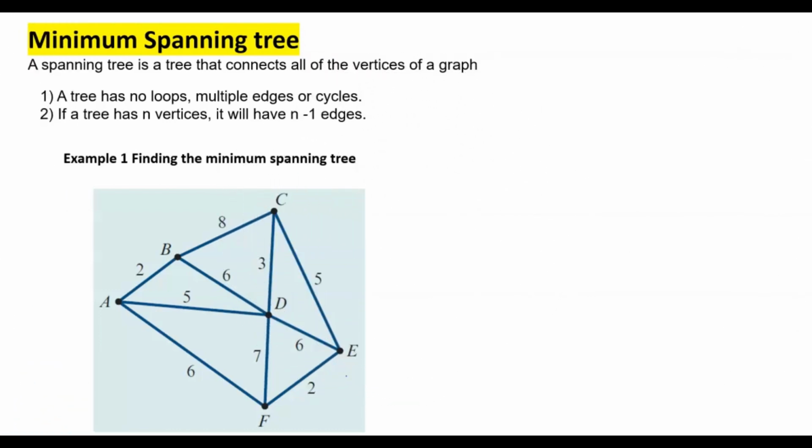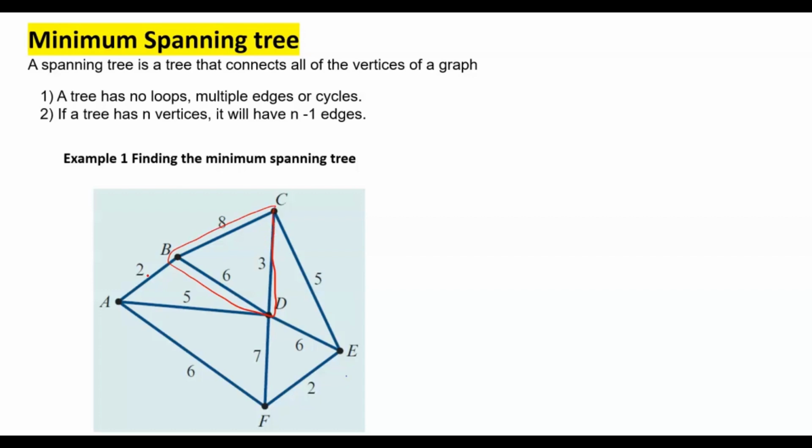Minimum spanning tree. A spanning tree is a tree that connects all vertices of a graph, so all the corners. A few things to remember when making a spanning tree: a tree cannot have a loop. It cannot have cycles, something similar to this. So a tree cannot have a cycle or a loop.